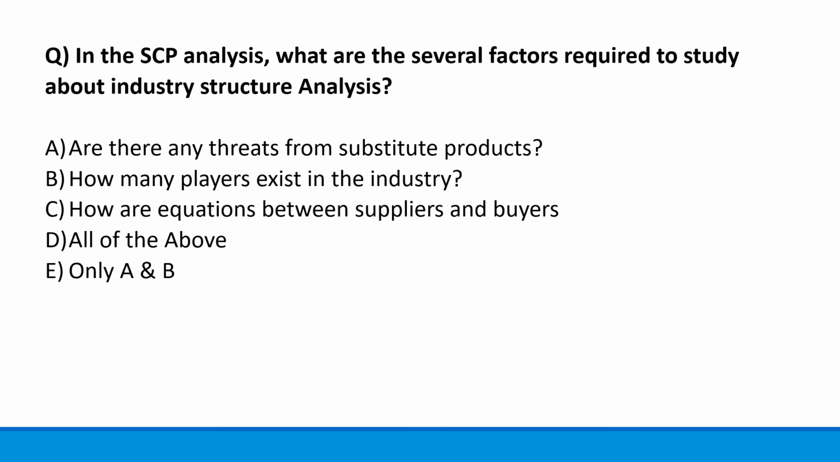Next question. In the SCP analysis, what are the several factors required to study about industry structure analysis? Option A, are there any threats from substitute products? Option B, how many players exist in the industry? Option C, how are equations between suppliers and buyers? And option D, all of the above. Option E, only A and B. The correct answer is option D, all of the above.